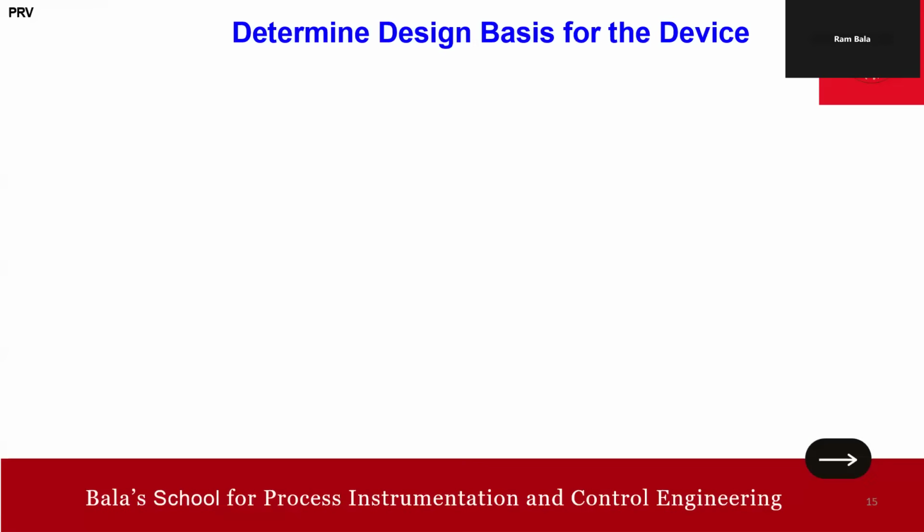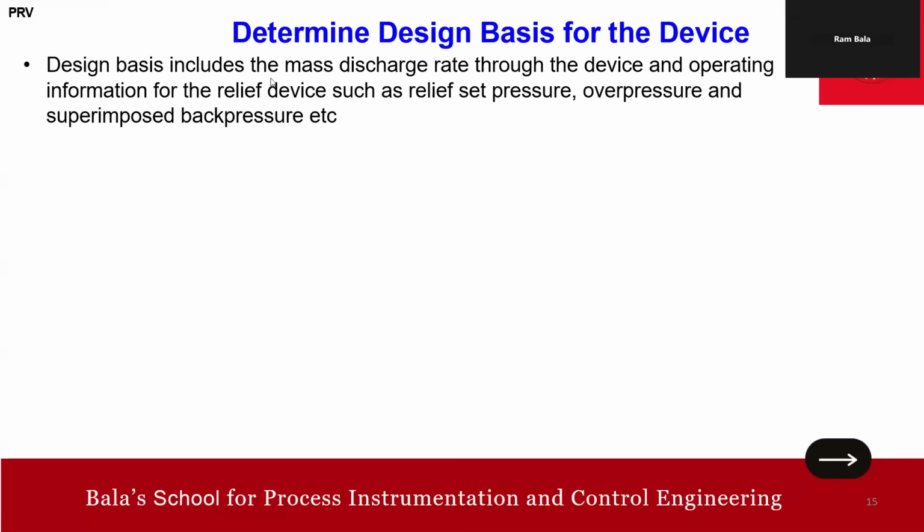Now we are all done with that. Now we need to determine the design basis for the device. Design basis includes the mass discharge rate through the device, meaning how much mass is discharged through the device, and also the operating information for the relief: relief set pressure, overpressure, and superimposed back pressure. All these are also needed. For a rupture disk, burst temperature is also needed. Just keep it in mind, friends. These are the design basis.